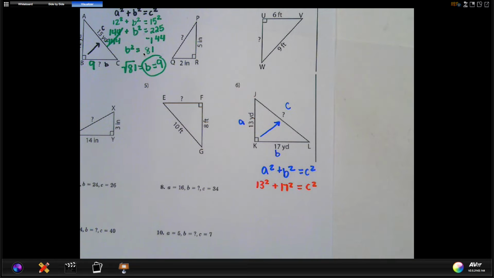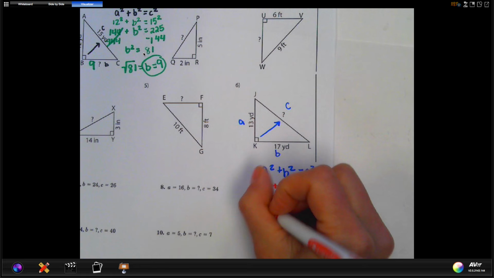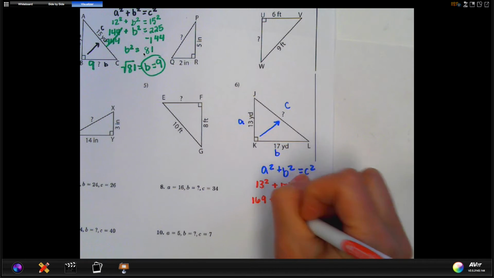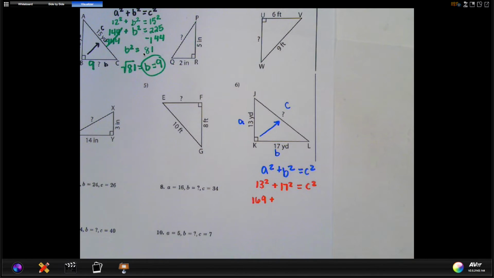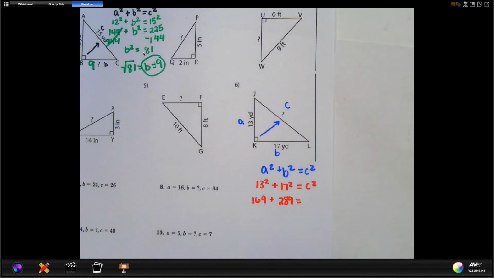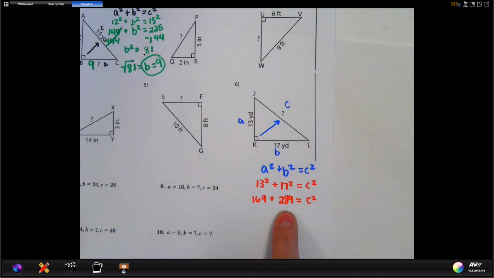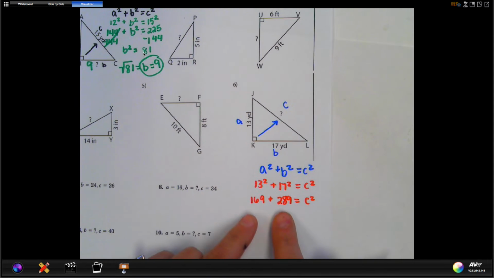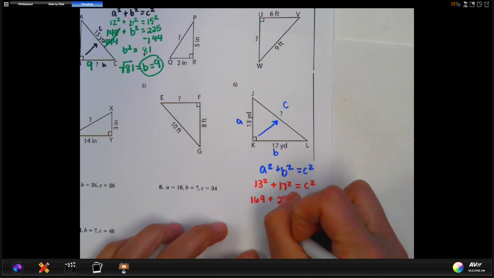Okay, now again, we want to type these in our calculator if we don't know them. 13 squared is 169. 17 squared is going to give us 289 if we type it in our calculator. And c squared is the one we don't know this time. So we leave it c squared for now. Now notice these two are on the same side. They're both on the left side of the equal sign. So in this case, we don't have to cancel them. We add them together. So 169 plus 289 gives us 458.